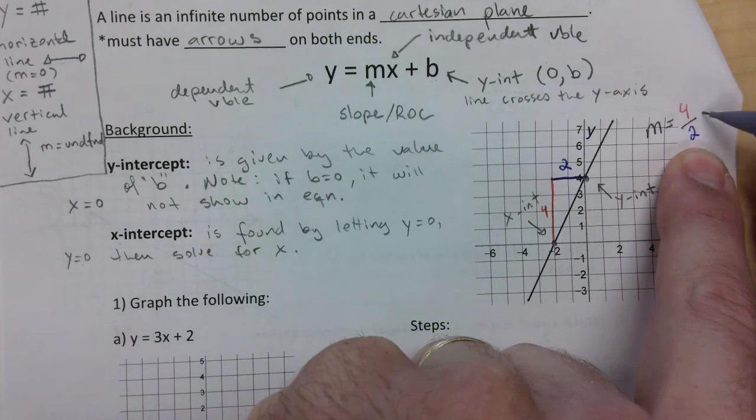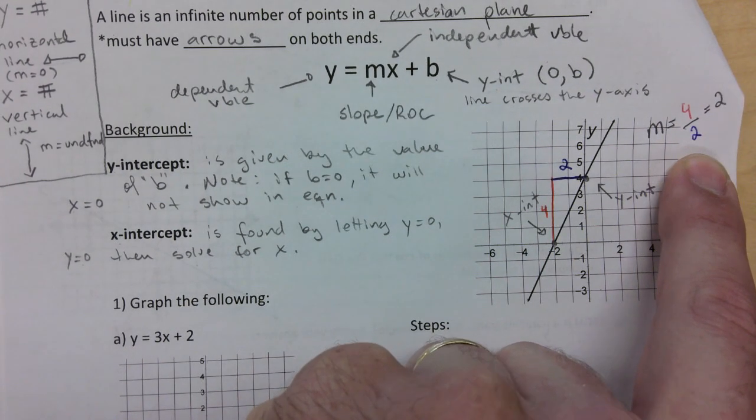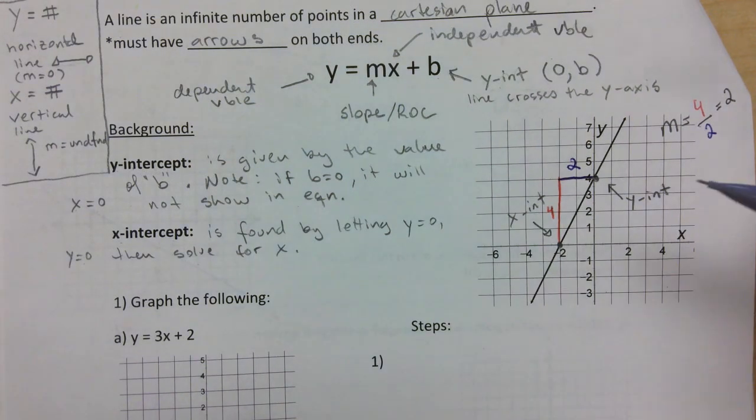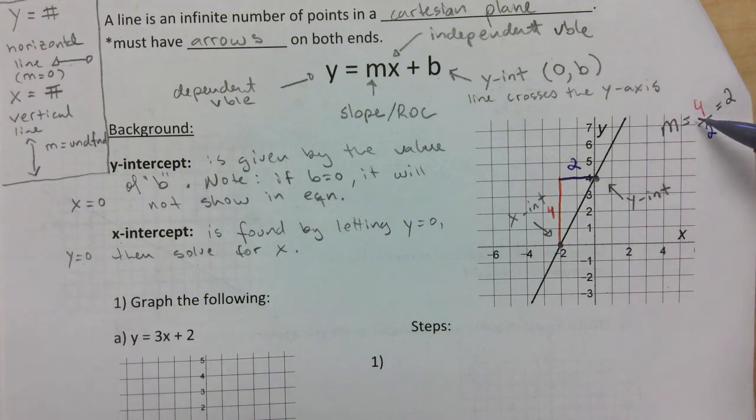And this is really just 2, right? And always remember, okay, don't forget this. Is it positive or negative? Well, from left to right, this thing is going up. So it should be positive, right? And think of it as 2 over 1. When you see a whole number, put a 1 underneath, because if you look at this, you have a rise of 2 and a run of 1.